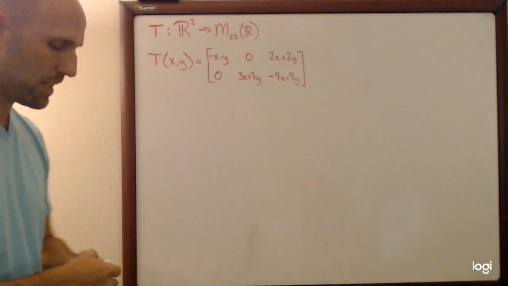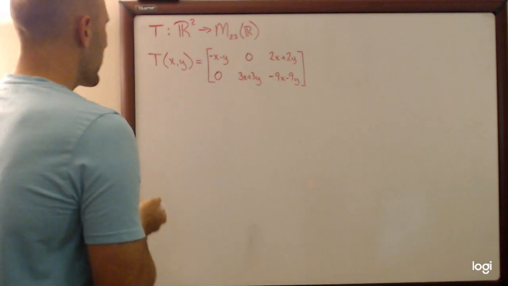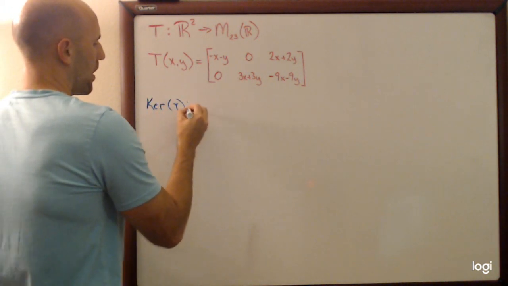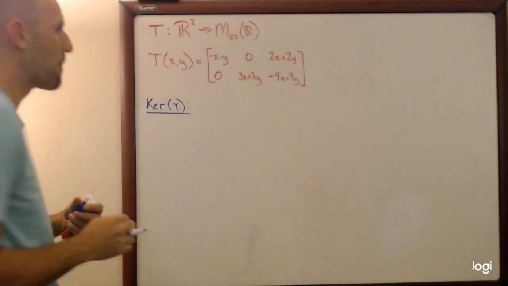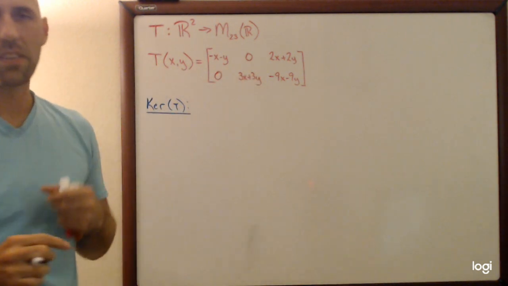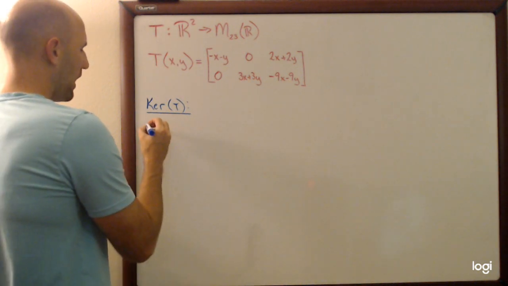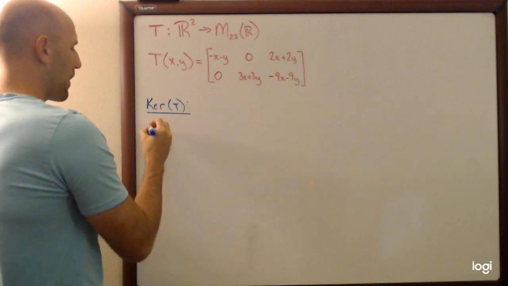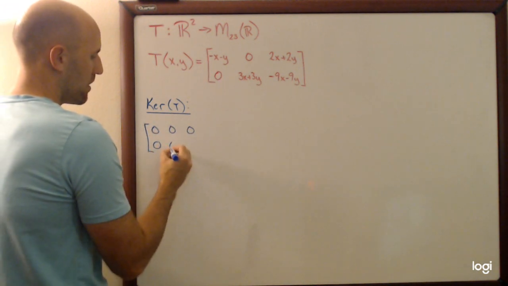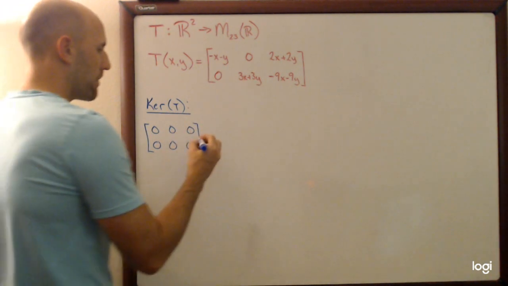So, okay, let's take a look at this. Let's do the kernel first. So again, the kernel. We remember the kernel is all the things that we can plug in here in order to get the 0 vector. Well, the 0 vector in M23 is just the matrix that has zeros at every component.